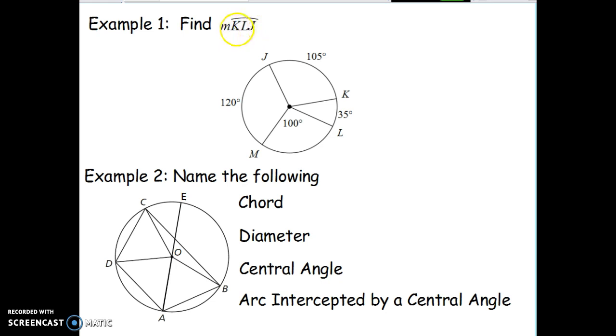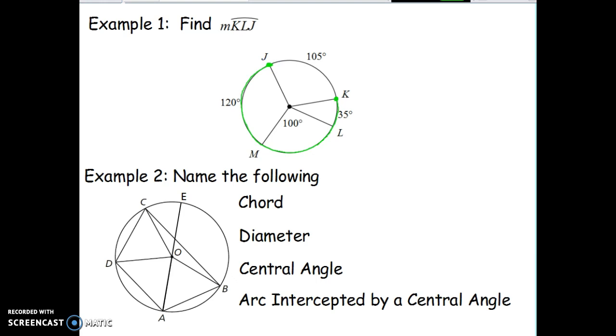So remember, each one of these letters has a specific role. K tells us where this arc begins, L tells us which direction we're going to go, and J tells us where to stop. So K, go towards L, and don't stop until you get to J. So this is the whole big arc that we want to find.